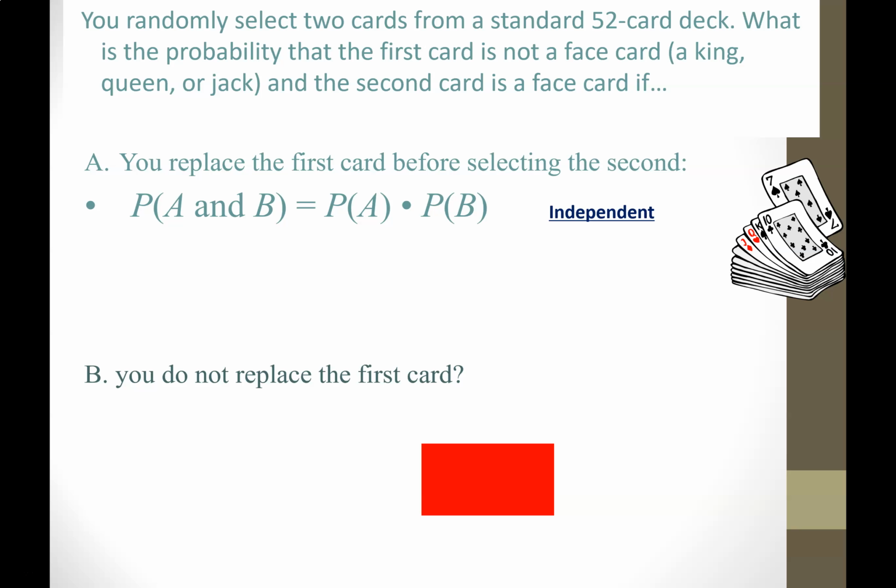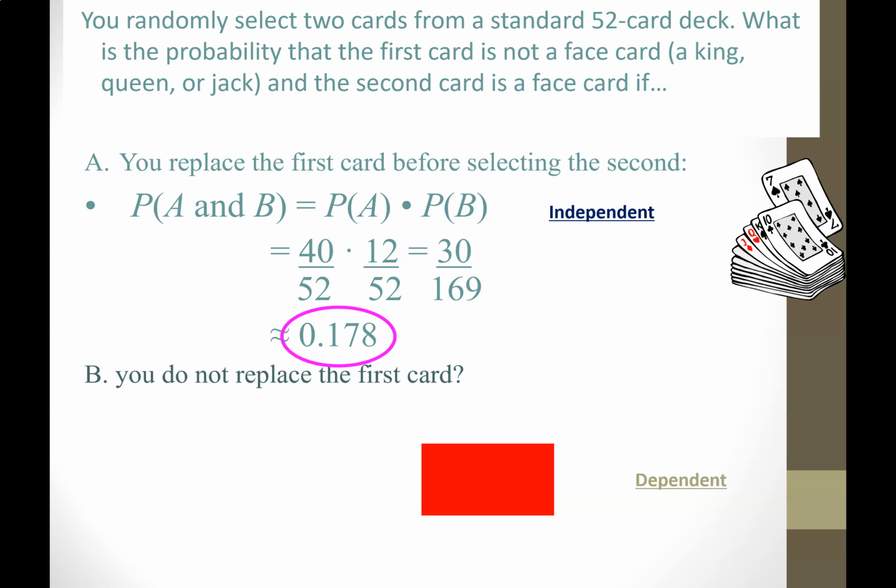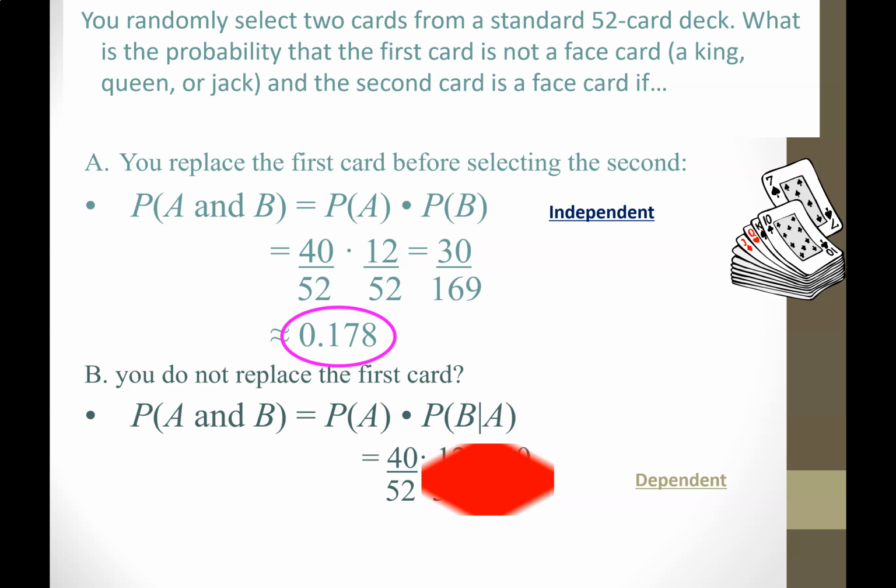All right, if I look at letter B, you do not replace the first card. Okay, so the second probability is dependent on the first one because now that card isn't going back into the deck. So this is going to be dependent. And this is going to be the probability of A and B. Write down your formula. We're substituting in now. So we still have 40 over 52, but now it'll be 12 over 51 because remember, that card isn't going back in. Multiply still straight across and simplify if you can, and give me a decimal if you can, or leave it as a fraction.